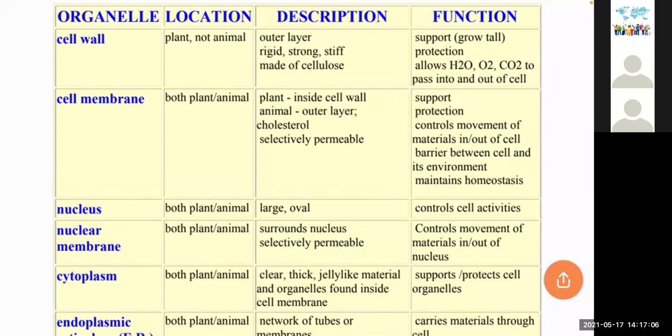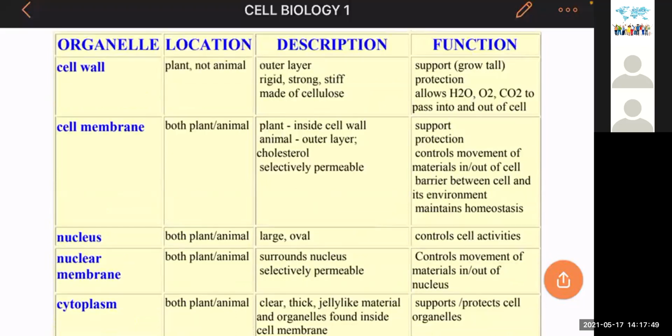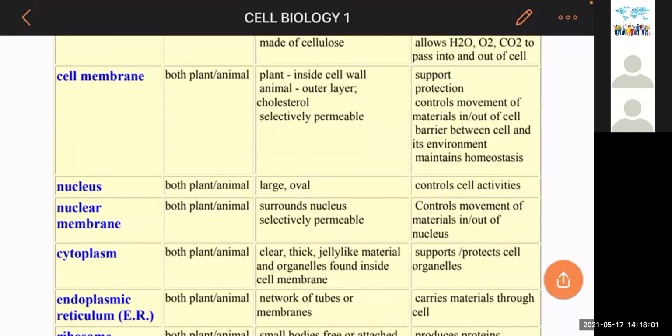We have the cytoplasm in both plant and animal cells. What is the cytoplasm like? Remember I mentioned this is the aqueous environment in the cell. So it's a clear, thick, jelly-like material with organelles found inside the cell wall. Remember, the cytoplasm is the aqueous matter, the jelly-like material where all these organelles swim. The organelles I'm talking about are the nucleus, endoplasmic reticulum, mitochondria, all those organelles. They swim there.